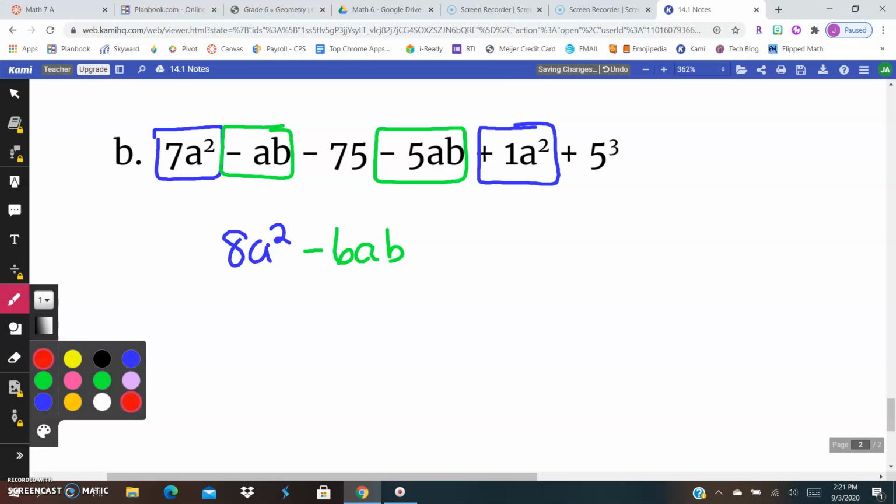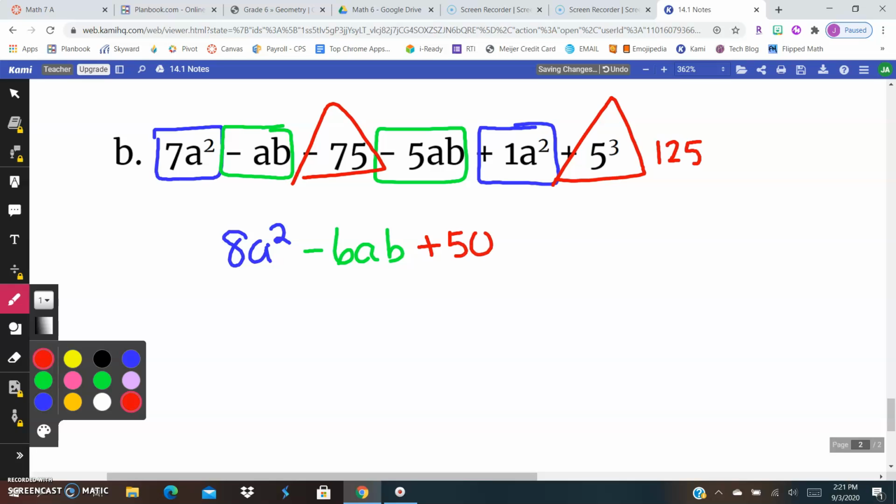And I have a negative 75 and a positive 5 to the third. So 5 to the third means 5 times 5 times 5. 5 times 5 is 25, times 5 is 125. And that's a positive, that's plus there. So that's positive 125, and we have to subtract 75. So that would leave us with positive 50.